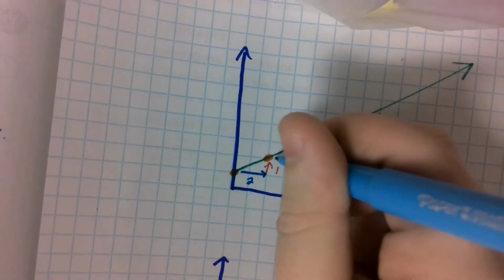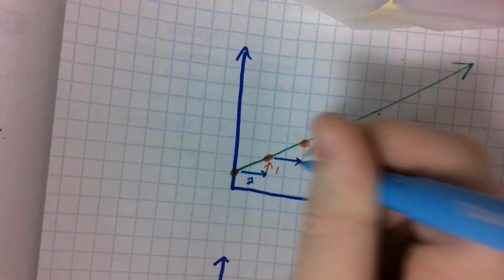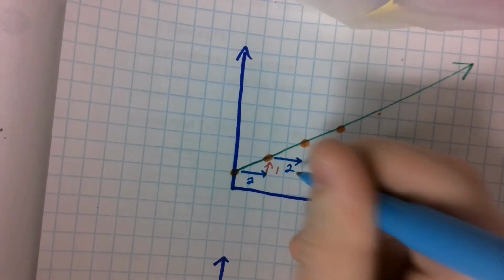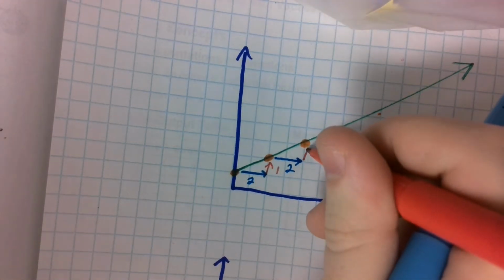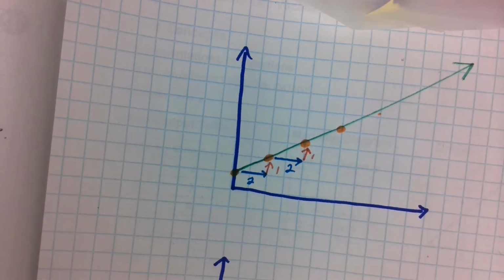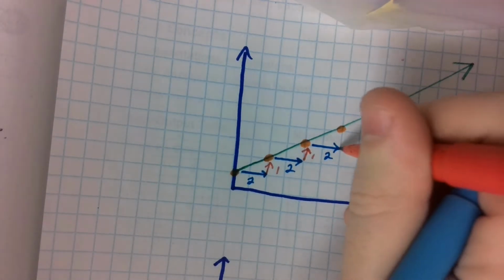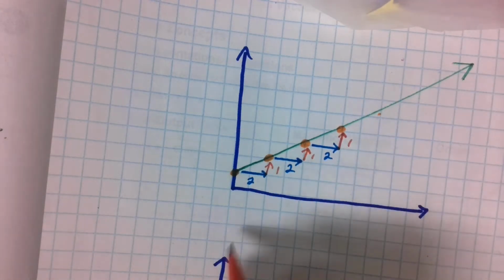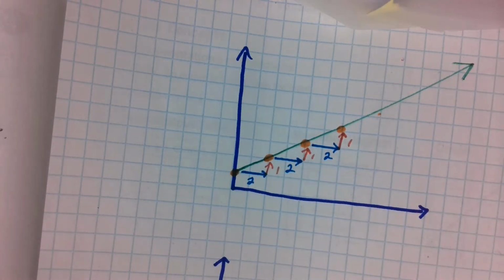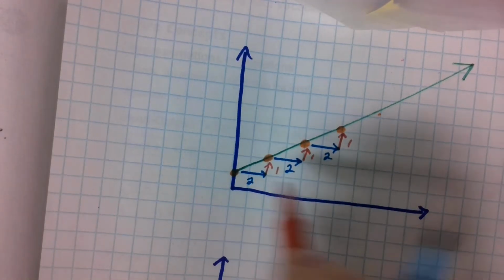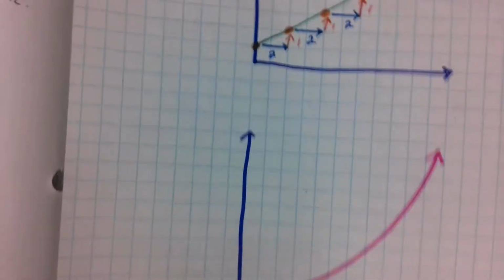Our line has a constant rate of change if this pattern keeps continuing. So I went 2 to the right here as well, and 1 up to get to the next point. And then I went 2 to the right again, and 1 up to get to the next point. Since this pattern continues forever, we have a linear function. It has a constant rate of change. The rate of change is 2 to the right and 1 up.